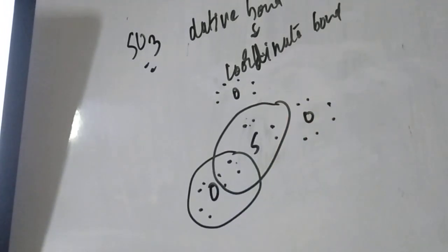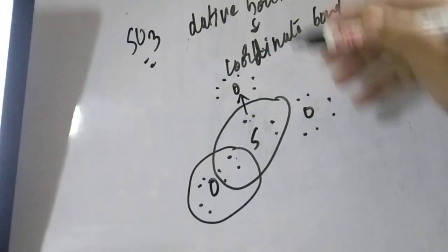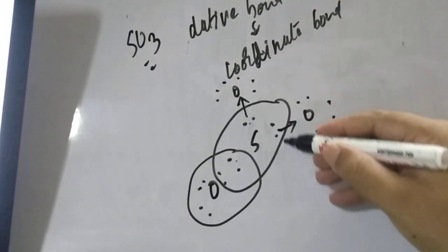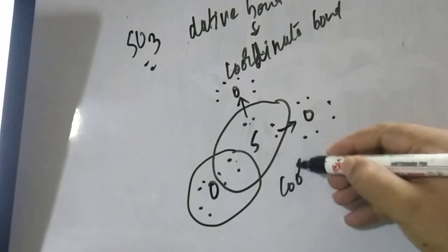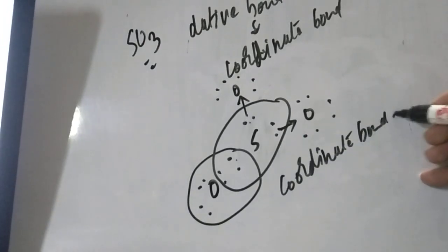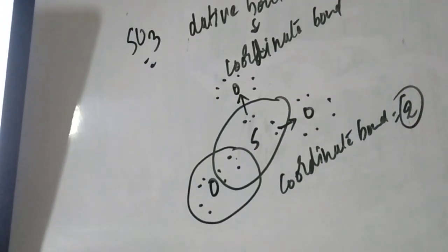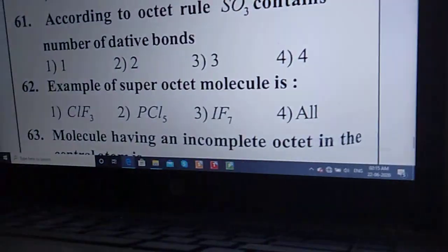So sulfur and one oxygen are completed, but these two atoms are not completed. So it will donate like this, and they will form 2 coordinate bonds. So the number of coordinate bonds in SO3 is 2. So the correct option is option number 2.